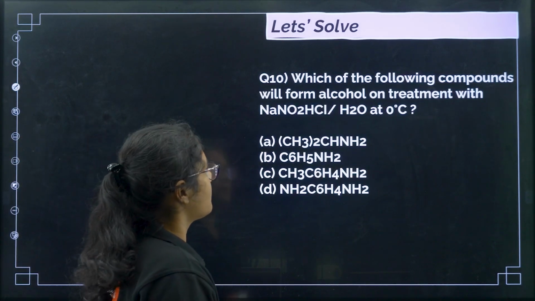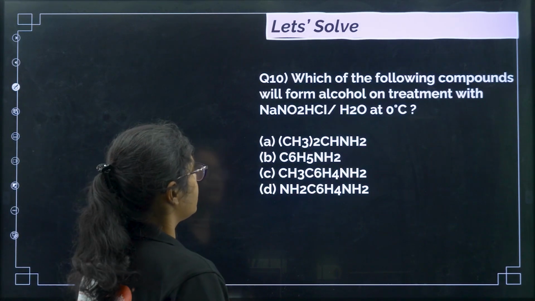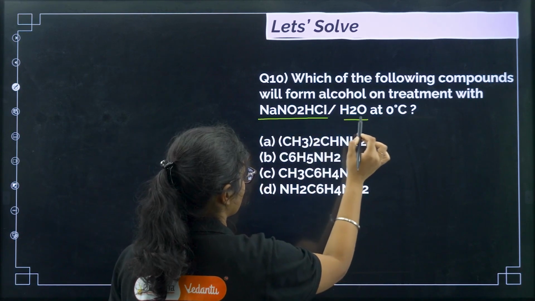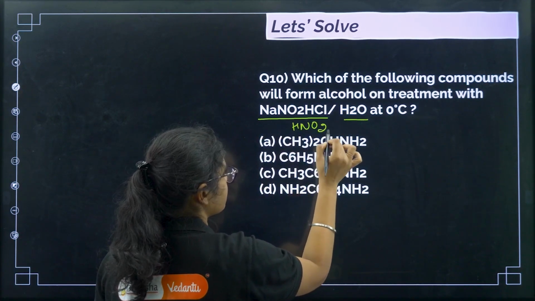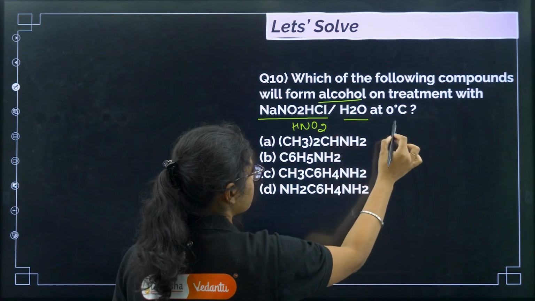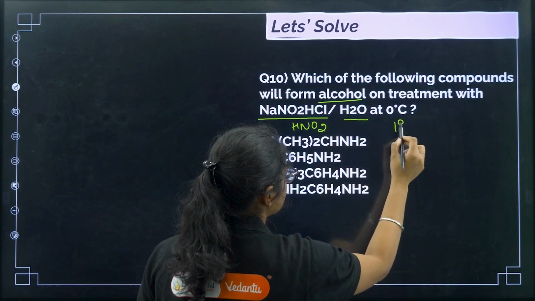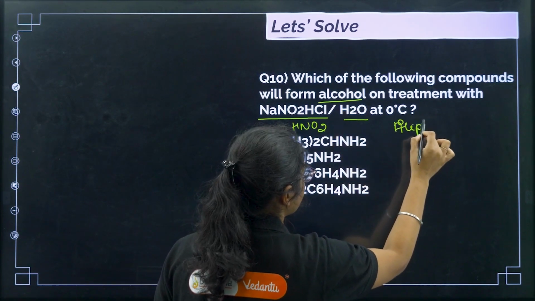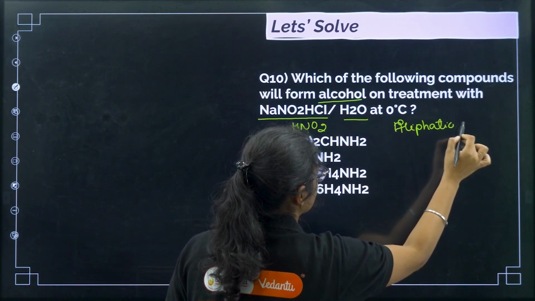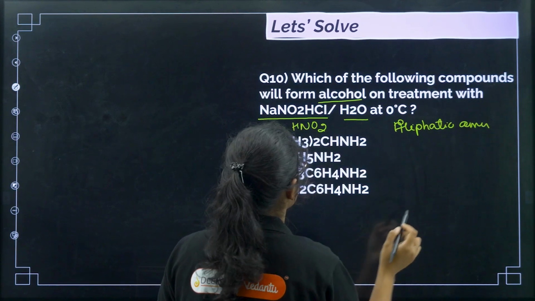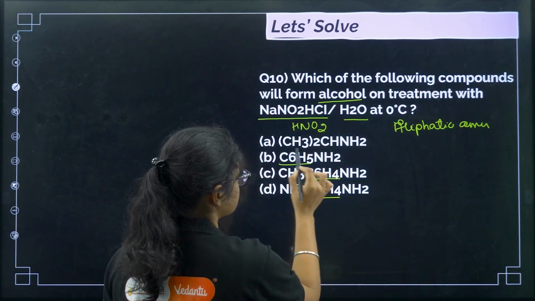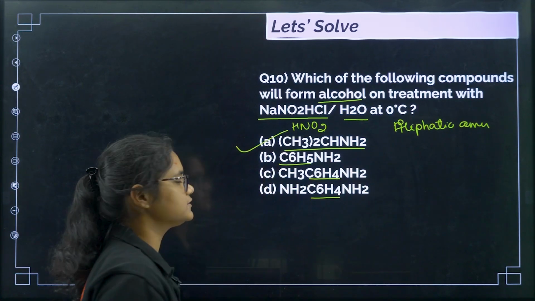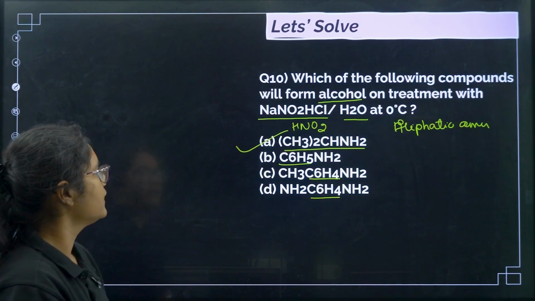Next, which of the following compounds will form alcohol on treatment with NaNO2, HCl and water? If you remember, NaNO2 and HCl is nothing but your nitrous acid. For formation of alcohol, we need aliphatic amines. Now if you see, this is aromatic, this is aromatic, this is aromatic, this is aliphatic. So correct answer is option number A.